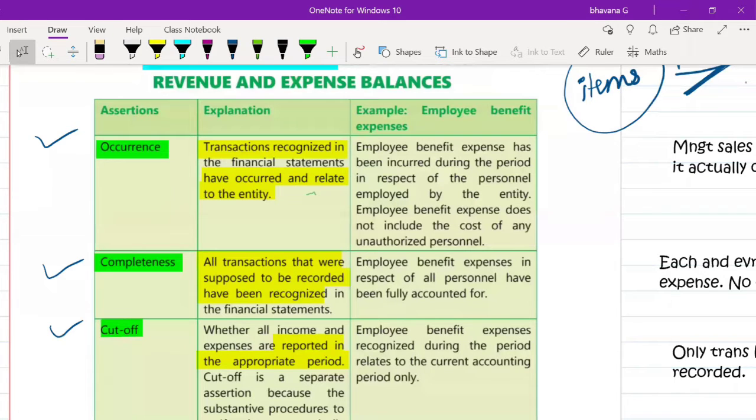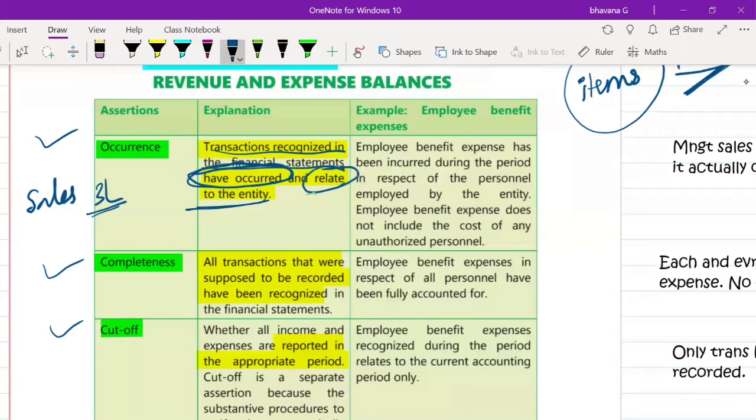So what does occurrence mean? Here they have written, see, occurrence means the transactions which are recorded in the financial statements have occurred. That means if you have recorded sales of 3 lakh rupees, it means the sales of 3 lakh rupees has occurred. And it also relates to this entity only. That means the sales of 3 lakh relates to Reliance only. It is not relating to Tata or any other company. If Reliance in their financial statements has written that we have made sales of 3 lakh, that means Reliance has made the sales of 3 lakh. This is the first assertion we can pick up from the figure of sales of 3 lakh.